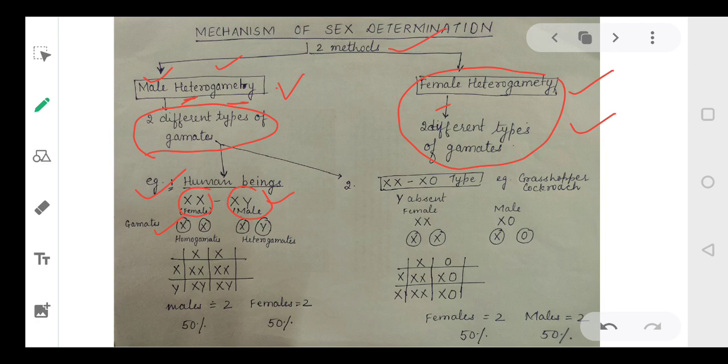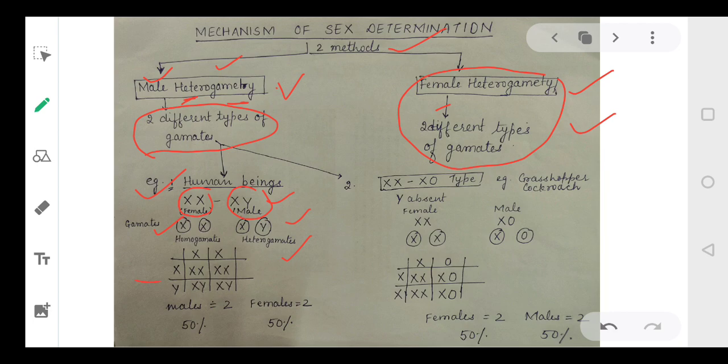Female gametes, what do we call them? Egg or the ovum. And male gametes, there are two different types of male gametes. So male gametes are heterogametes and they are called sperms. Now let's come to the generation. Now see, we will designate the individuals with the help of a Punnett square. We'll see the combination of these sperms in the egg.